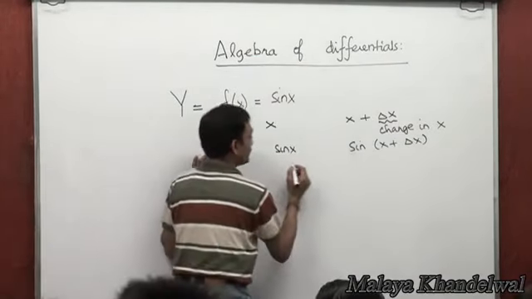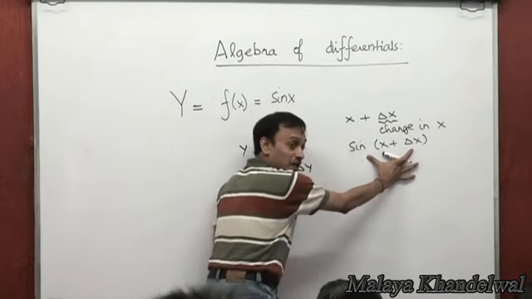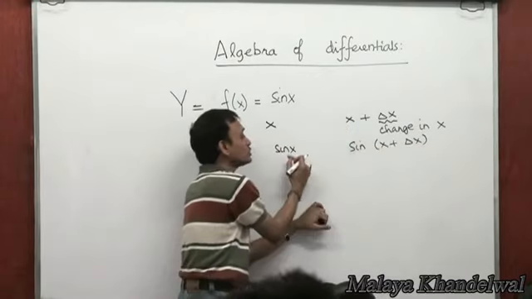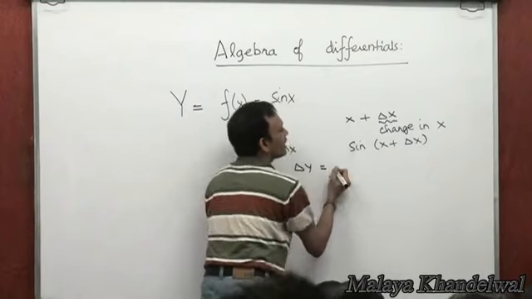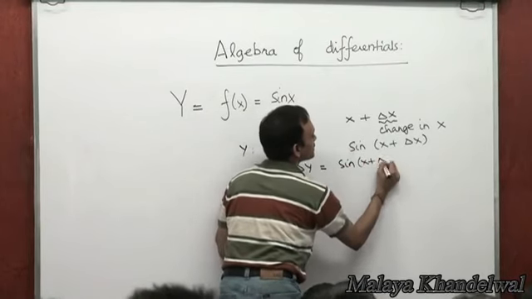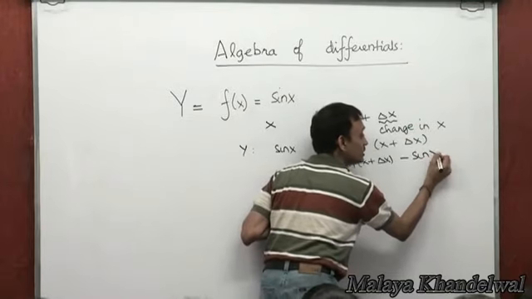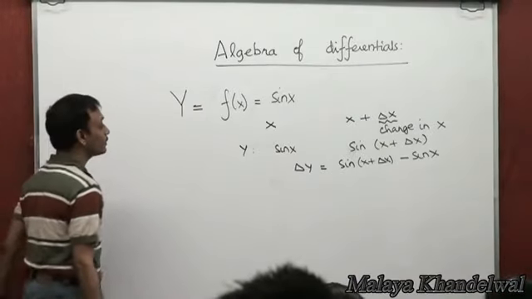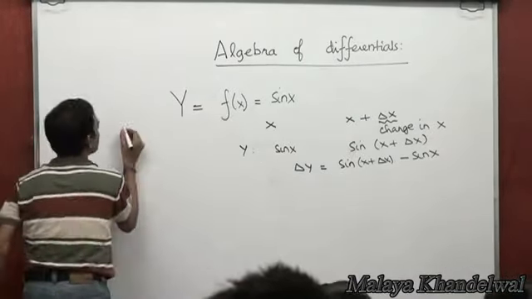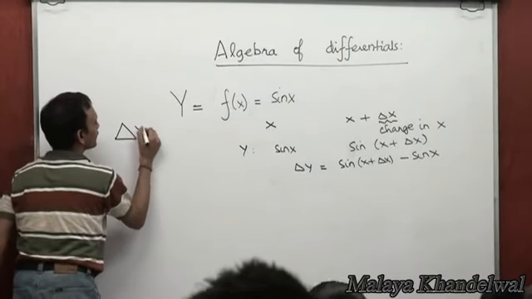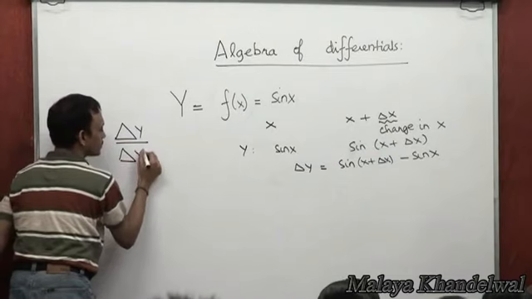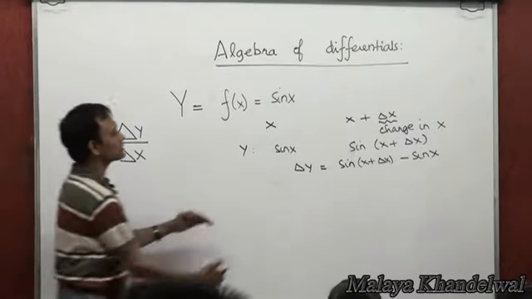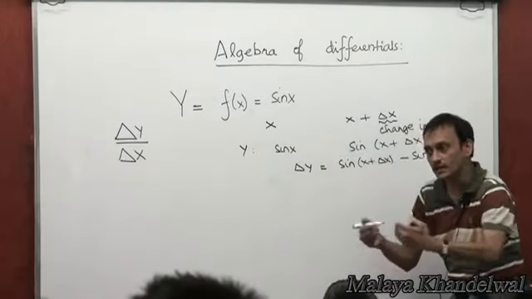The change in y was the final value of sin x minus the initial value of sin x. The final value of sin x is at x equal to x plus delta x. The initial value of sin x is at x. So the change in y is sin(x plus delta x) minus sin x. That's the change in y when the change in x is delta x, right? And then we did the following. We said delta y by delta x, change in y divided by change in x, that was this divided by delta x, and so on and so forth.